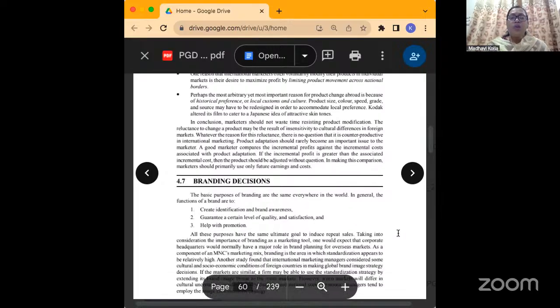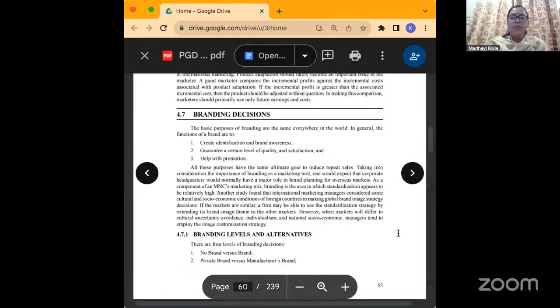We are also talking in terms of historical preference or local customs and culture. So the product size, the color, the speed, the grade, the source from where we are acquiring the product has to be changed. Like we said, some cosmetic changes may have to be made, or bigger modifications may have to be made based on the local conditions.